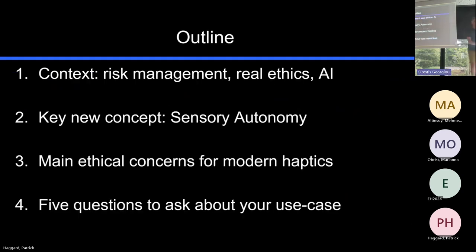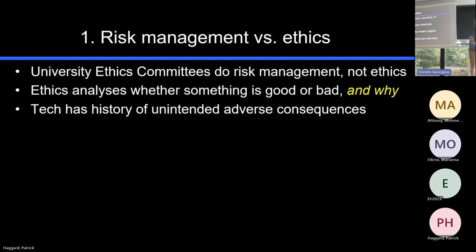I'm going to try and do just four things. I'm going to give you a bit of overall context for the ethics of digital touch. I'm going to try to introduce a key new concept, so the one take-home message: sensory autonomy. That's the thing to remember. I'm going to quickly at the end go through a list of some of the ethical concerns that I think we have with new digital touch systems and end with five questions that you can each ask about your own use cases. So it's a little bit of a tutorial, if you like.